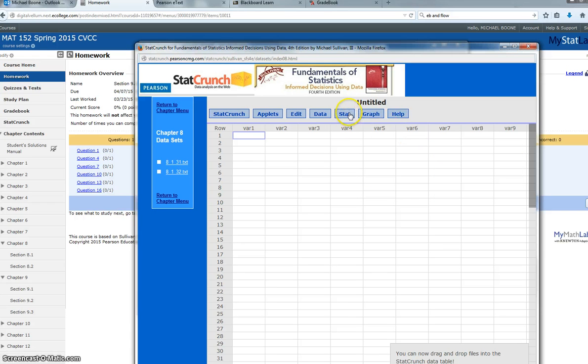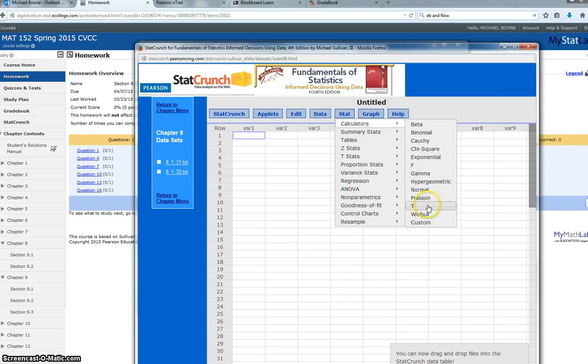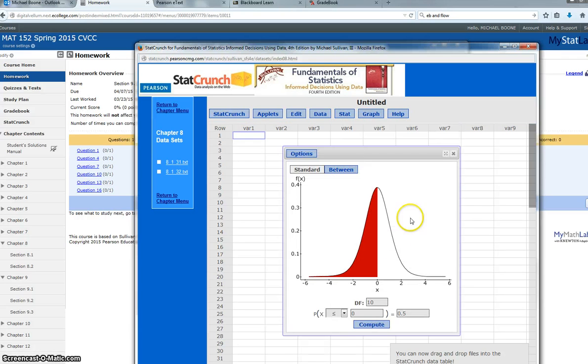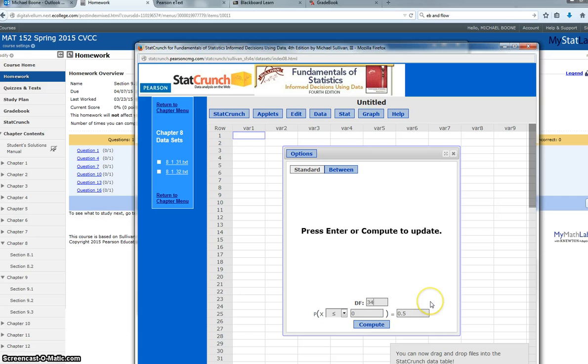Real quick with the t-distribution, just like we have a normal calculator, we also have a t-calculator. What it's based off of is not the mean or the standard deviation, it's just based off of degrees of freedom. Degrees of freedom is the sample size minus 1. So like on that last one, if we had 35, our degrees of freedom would be 34.